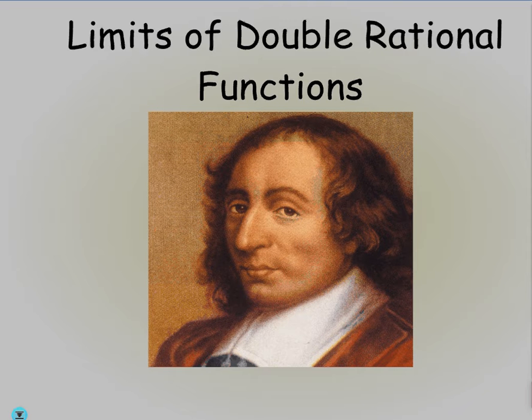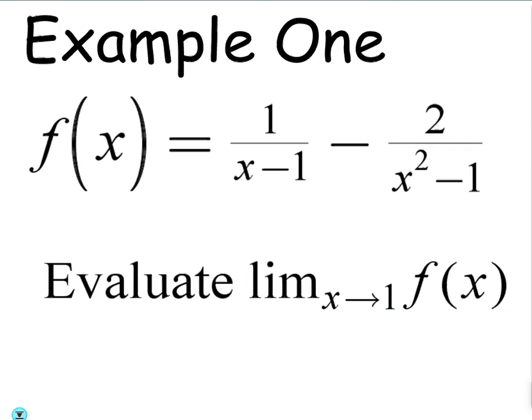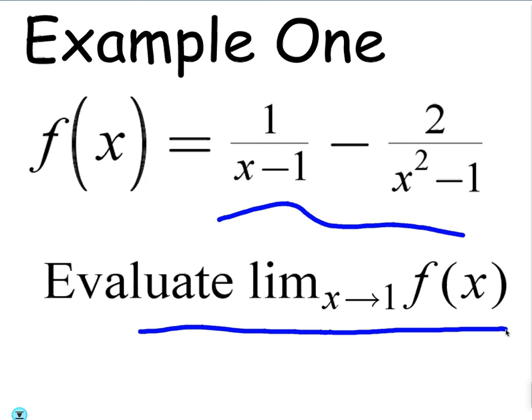A double rational function means a function that has two fractions in it, okay? That's why it's called double rational. And I believe that this might actually be almost exactly like the problem you guys saw in the book yesterday. So we're going to find the limit as x approaches 1 of this function.